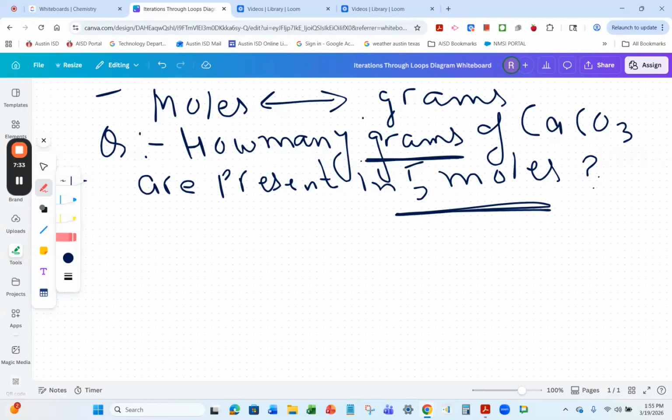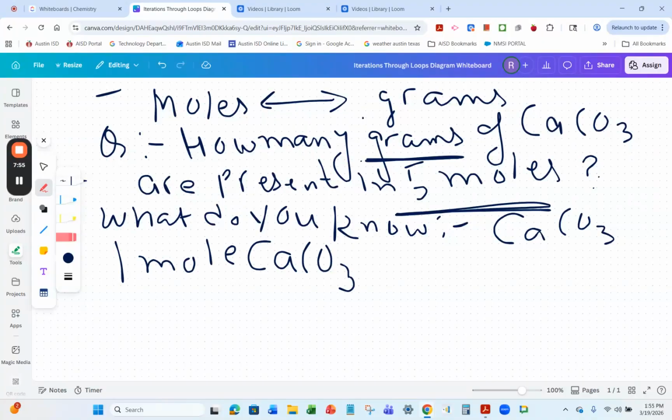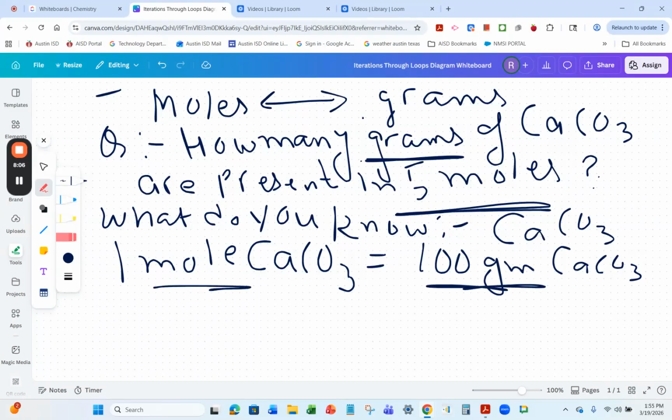Same thing. What do you know? What do you know about calcium carbonate? So I know 1 mole of calcium carbonate, what is the molar mass? It is equal to 100 grams of calcium carbonate. Here we go. So 100 grams are for 1 mole of calcium carbonate.